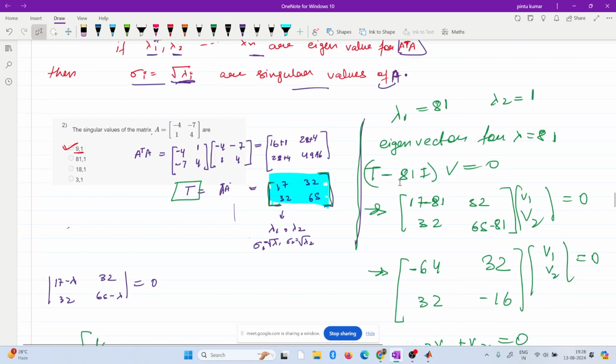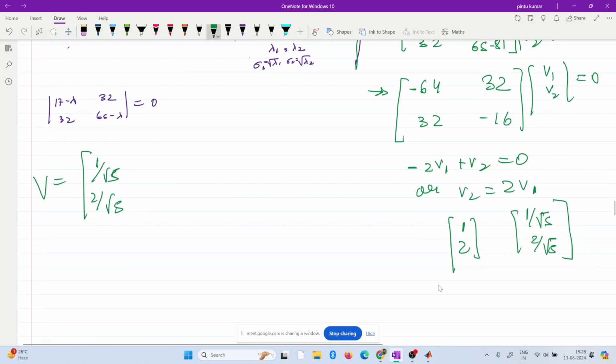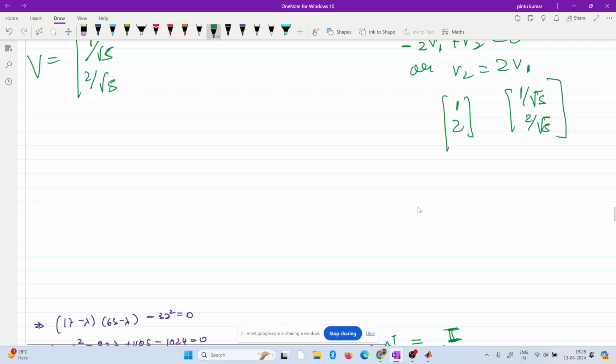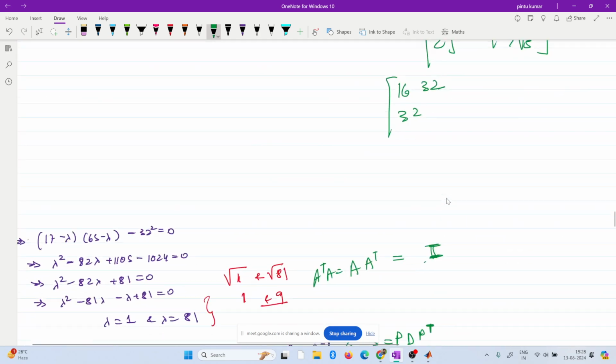And similarly, you can find for lambda 2 is equal to 1, that would be given by 16, 32, 32 and 64.